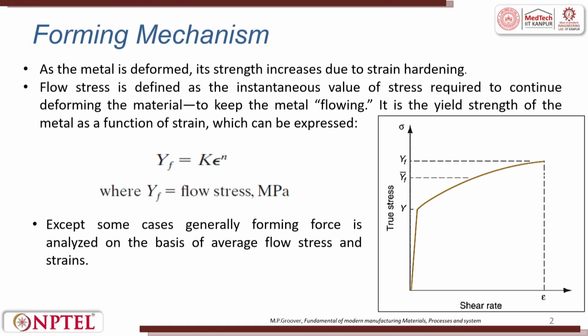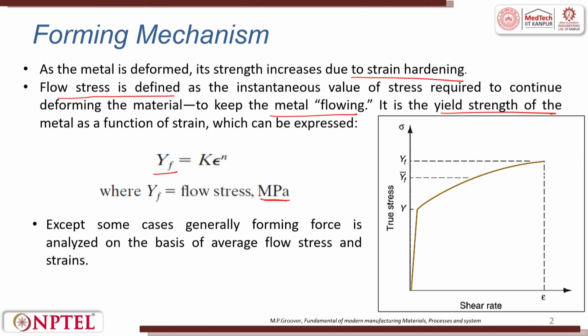Just to recall the forming mechanism, as metal is deformed, its strength increases due to strain hardening. Flow stress is defined as the instantaneous value of stress required to continue deforming the material. So, this is YF, that is flow stress, which is taken in megapascal. This is equal to K times epsilon power n. This is there to keep the material flowing. It is the yield strength of the metal as a function of strain, which can be expressed as this relation.